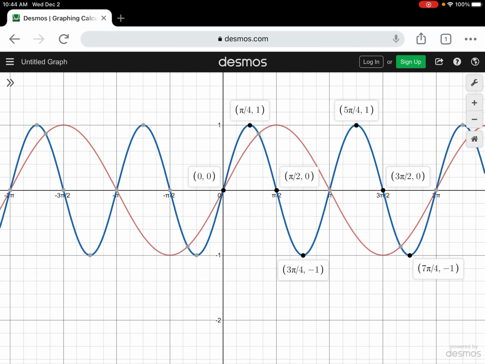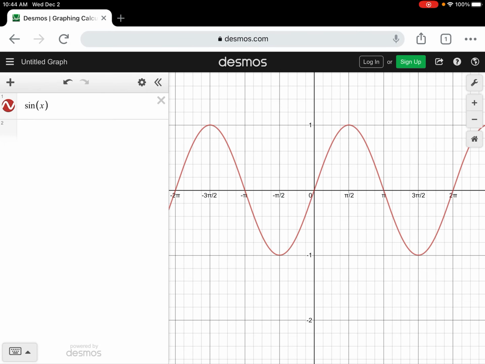So now you can see that this thing is one cycle, the blue curve. Instead of going 0 to 2 pi, it went 0 to pi. So then 1/4 of the way right there is pi over 4, and 3/4 of the way is 3 pi over 4. So you can play around with Desmos and do almost any graph that you want.